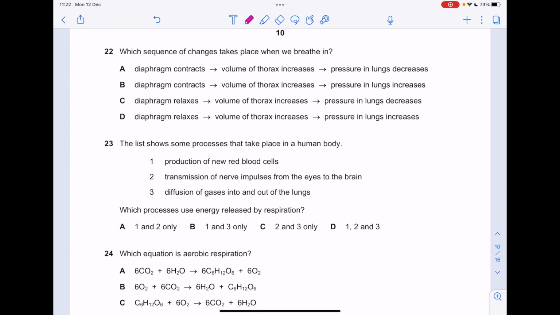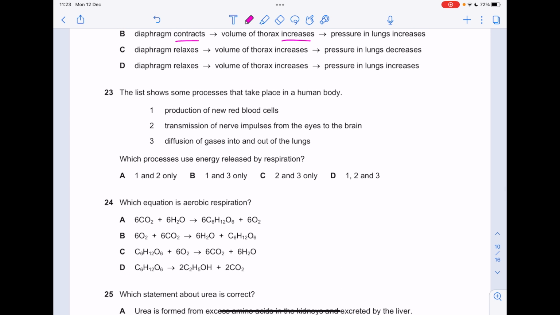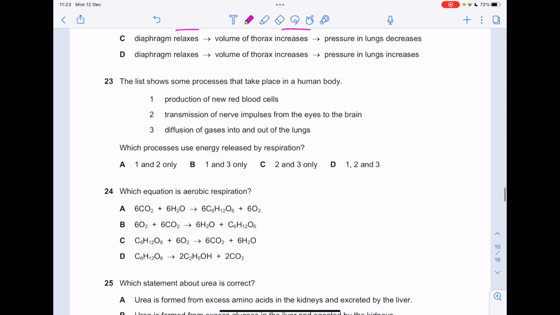Which sequence of changes takes place when we breathe in? So it's worth remembering that upon a breath in, our diaphragm contracts. What does that do? Well, because it flattens, it means that the volume inside the thorax increases. And then because you've got a greater volume with the same quantity of air, it means that the pressure actually decreases. Answer A.